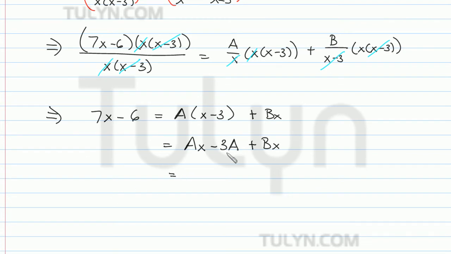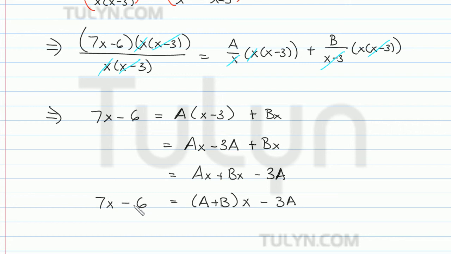And then finally I want to group all the terms with x's together. So this is going to become ax plus bx minus 3a, and I can factor that x from the first two terms. So we get a plus b times x minus 3a. Comparing the coefficients, on the left side we got 7x minus 6, and on the right side we got a plus b times x minus 3a. Since these two expressions are equal, the 7 has to be equal to a plus b in particular, and the 6 has to be equal to 3a.